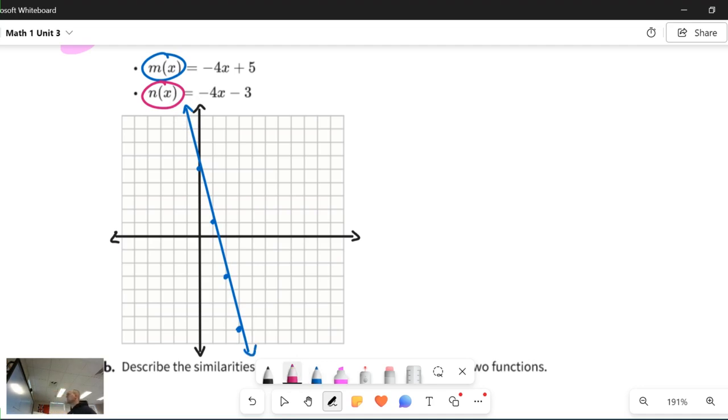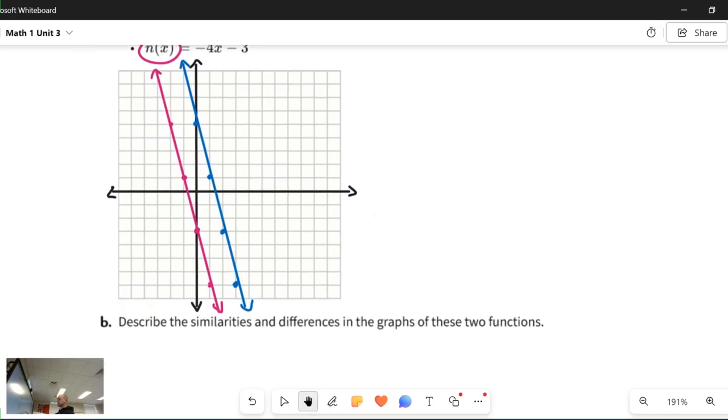Our pink, however, is going to be negative 4x minus 3, which means that our starting point is at 0, negative 3. And then we have the same slope, down 4 over 1. Oh, we have to go the other direction, so up 4 over 1, up 4 over 1. And when we do that, we connect them to get ballpark there. I apologize, mine's not perfectly straight. It auto-corrects my stuff.